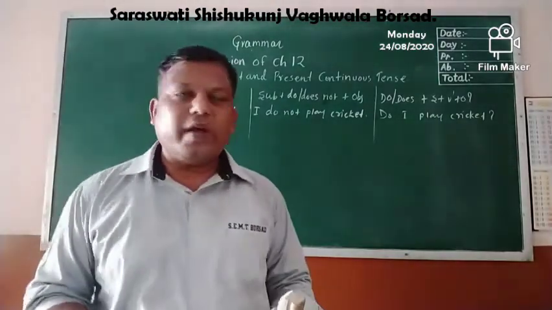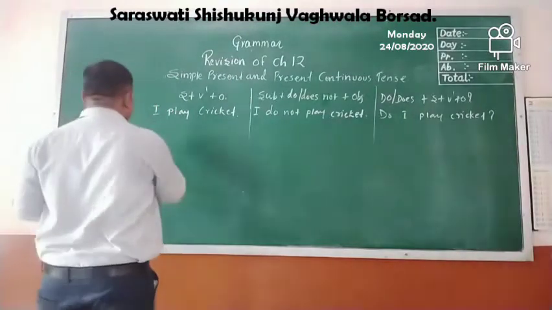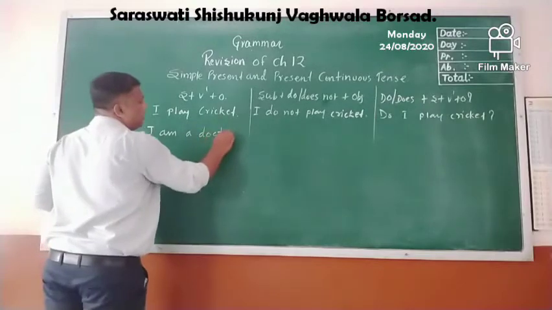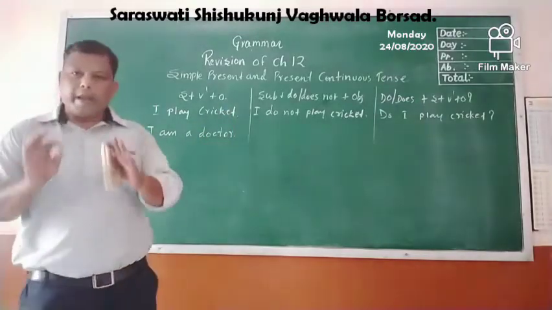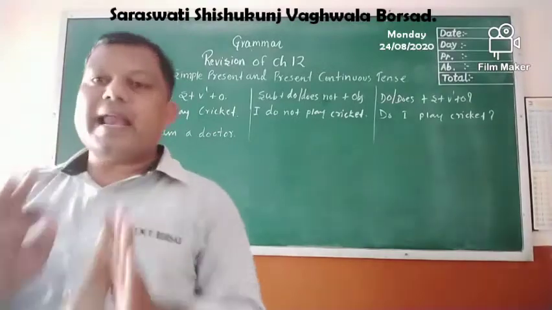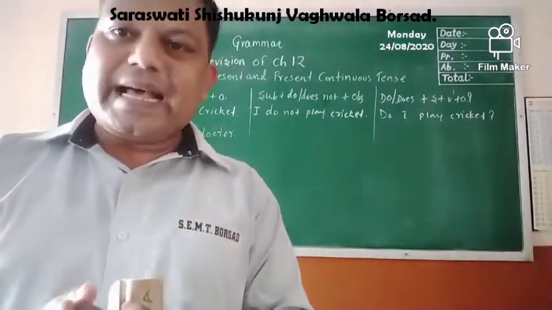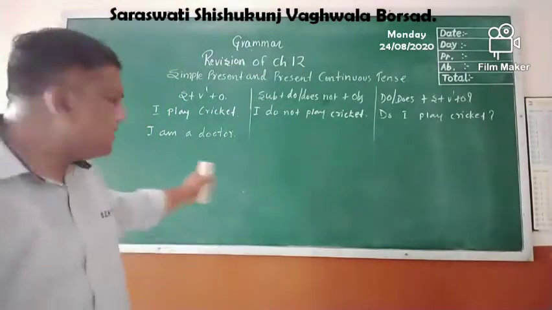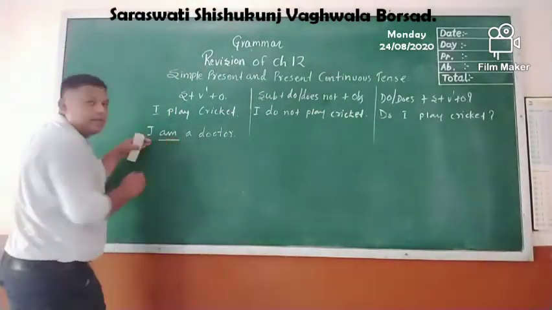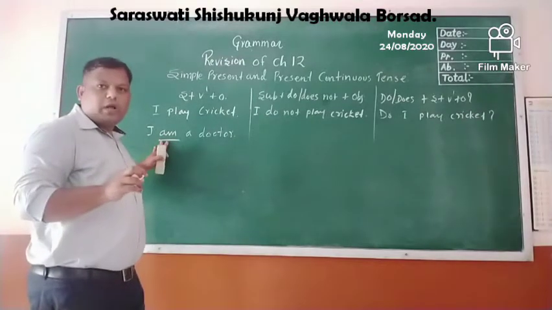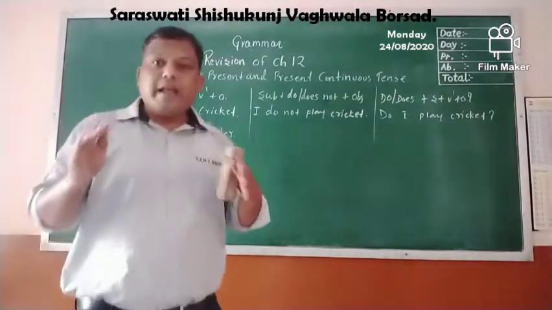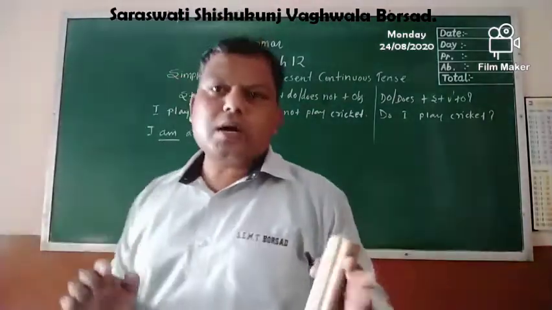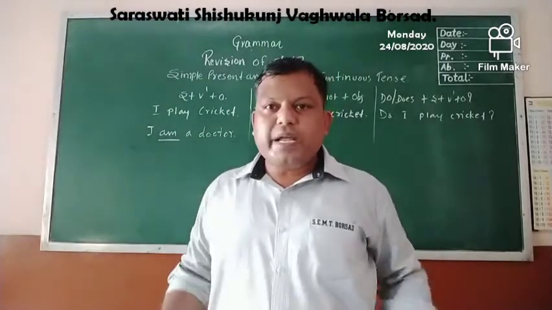But some of you have written, I am a doctor. Very good. This sentence is correct, but there is no direct verb. There is no main verb. Am is there. This is a helping verb. Okay? But can you tell me, is there an action in this? Is there an action? I am a doctor. I am a teacher.